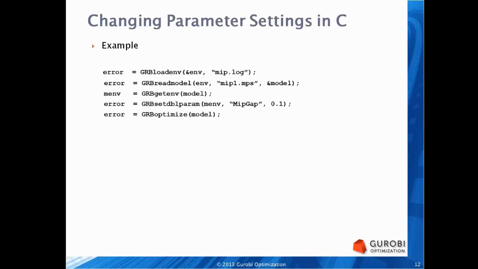Now I will just show you briefly how you can change parameter settings in C. First is very simple. Create a global environment, then use it to create a model, for example, by reading an MPS file. And then, importantly, you should get the model environment, then use it to change the parameter. Because after the model is created, changing the global environment has no impact on the model environment.